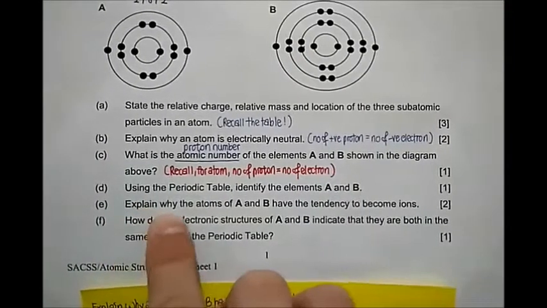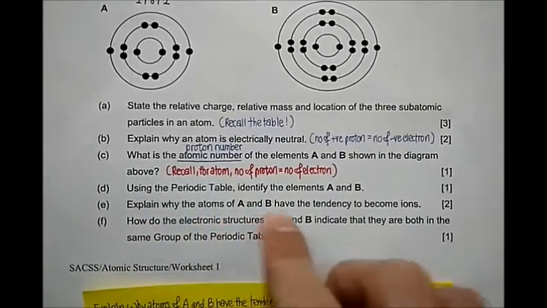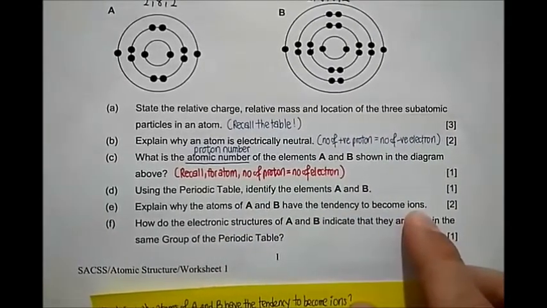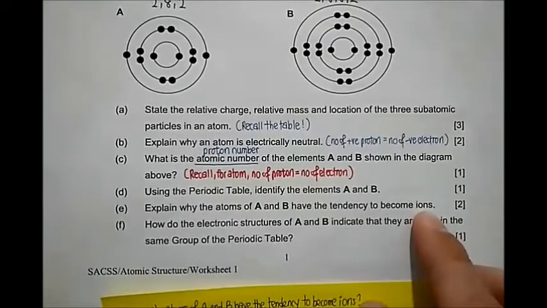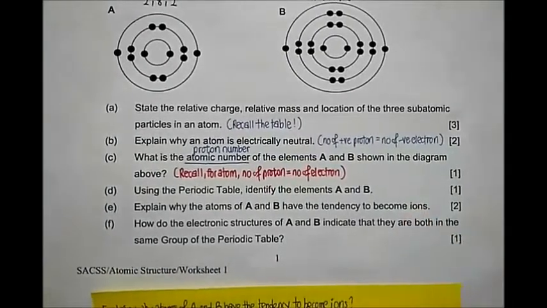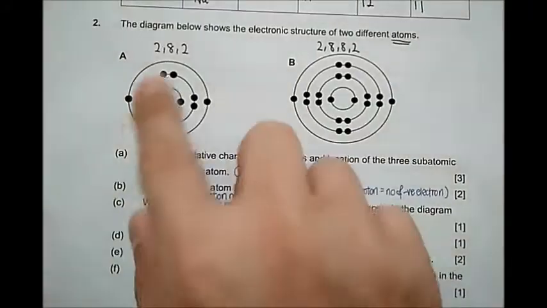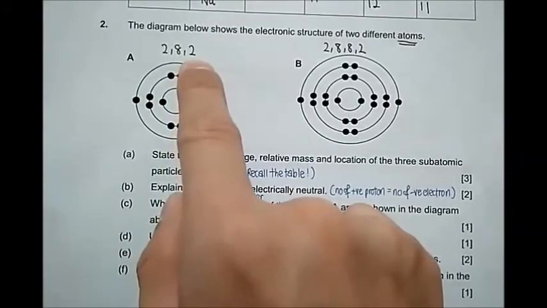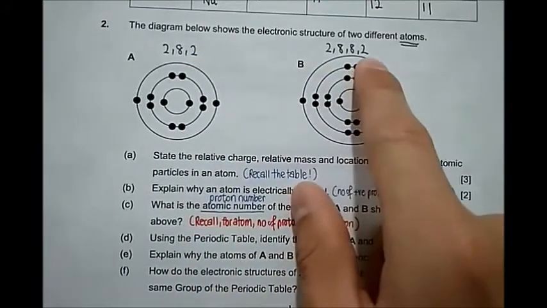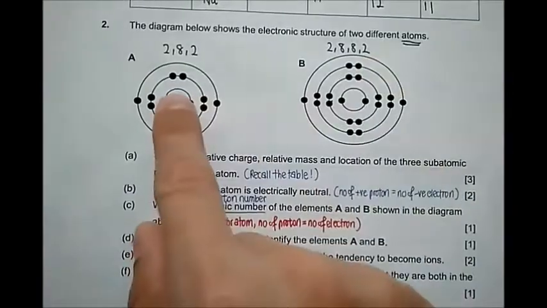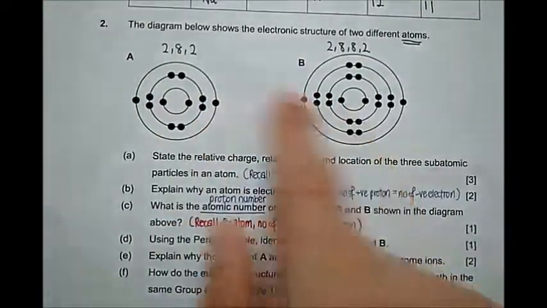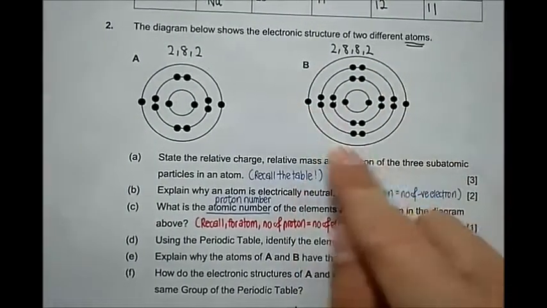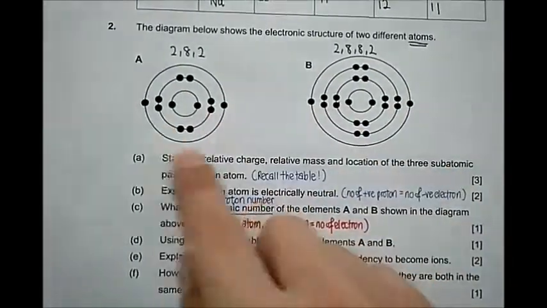Part E. Explain why the atoms of A and B have the tendency to become ions. Ions are charged particles formed by the losing or gaining of electrons of the atoms. Here, we can see that for element A, atom A has 2 valence electrons. For B, it has 2 valence electrons as well. So for both elements A and B, the atoms have two valence electrons, and this would not be stable as it is not the maximum number for their respective shell.